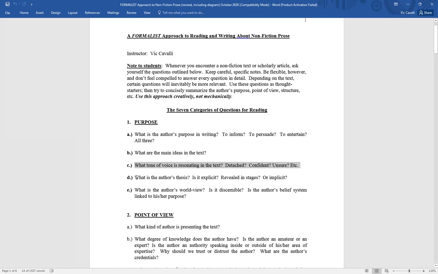What is the author's thesis? Is it explicit, revealed in stages, or implicit? I think it's explicit. She argues very strongly music cannot cause action. What is the author's worldview? Is it discernible? Is there a belief system? Well, I'll leave that up to you to think about. Does she present ethics that imply a certain worldview? So after thinking about Hilary Rosen's essay and her purpose, you'd have to boil that down to a single sentence. What is it she's really arguing here? What's the purpose of her writing?